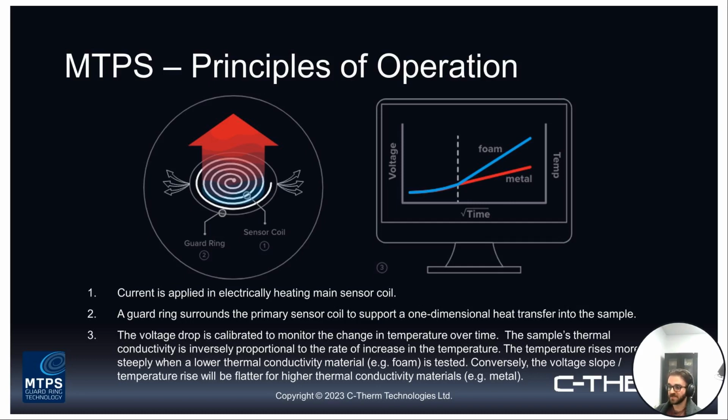The other thing I'll flag with the MTPS, noting in that left image again, the guard ring. You can see that there, the guard ring goes around the circumference of the sensor itself. Effectively, the guard ring helps to support one-dimensional heat transfer into your sample. It does so by negating lateral heat loss from occurring. What that means for you during a measurement is that you're always going to have a directionally dependent measurement, with that heat pulse traveling normal from the sensor surface into your test sample.